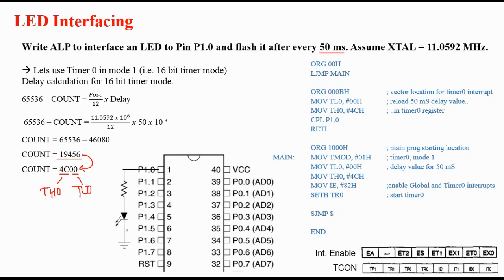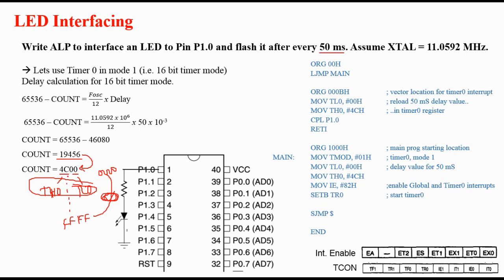TH0 and TL0 are the registers of timer 0 in which the delay value should be loaded, and from that value, during each clock, the value will get incremented till FFFF. FFFF is the highest value that the register can hold, and during the next clock pulse the value will get reset to 0000, and this is called overflow. During this time, the interrupt will get generated. We will make this LED on, and again we will reload this value, that is 4C00.